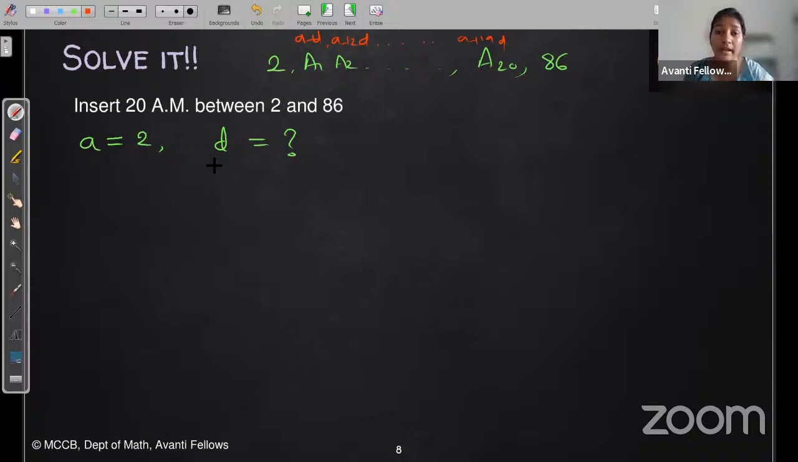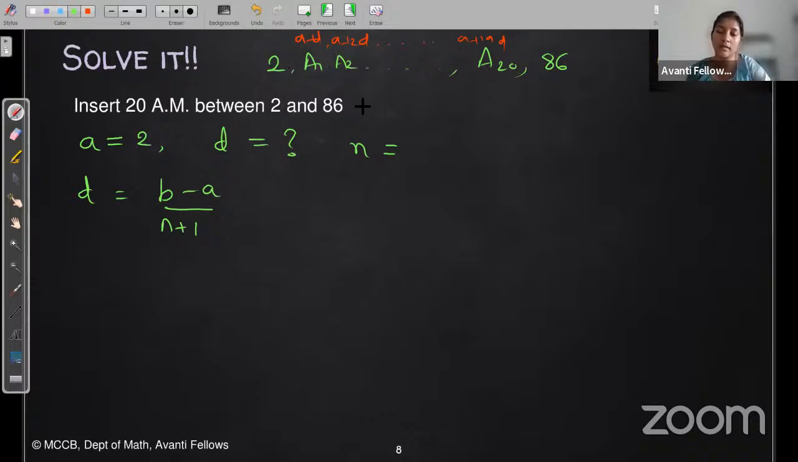Okay. So how do we find D here? We already know the formula, right? To find the D, if n arithmetic means are inserted between A and B, in that case, D will be equal to B minus A divided by n plus 1. In this case, what is n value? How many total arithmetic means do we have?